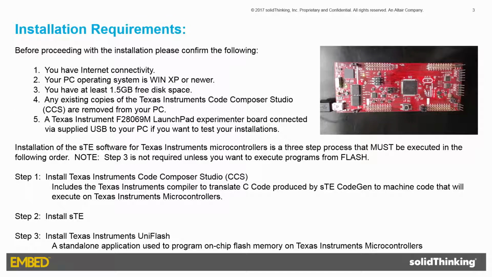Before proceeding with the installation, please confirm the following. You have internet connectivity. Your PC operating system is Win XP or newer. You have at least 1.5 gigabytes free disk space. Any existing copies of Texas Instruments Code Composer Studio are removed from your PC. And 5, a Texas Instruments F28069M launchpad experimenter board, shown at the right, is connected using the supplied USB to your PC. We'll use this to test the installation.